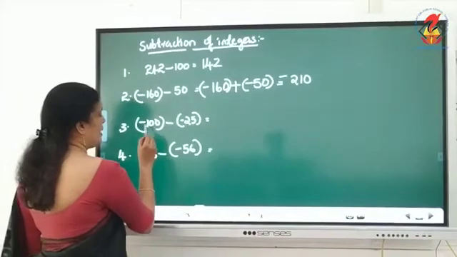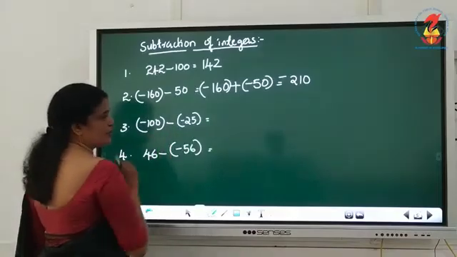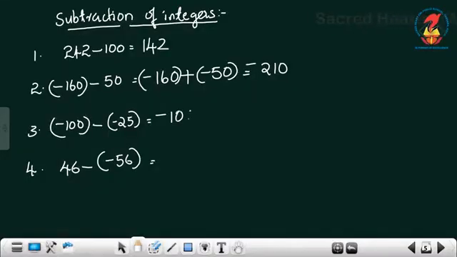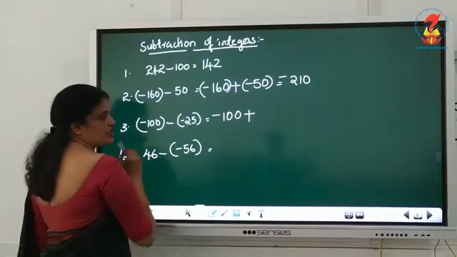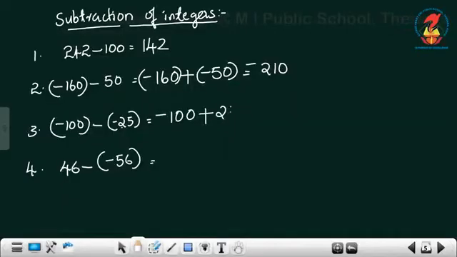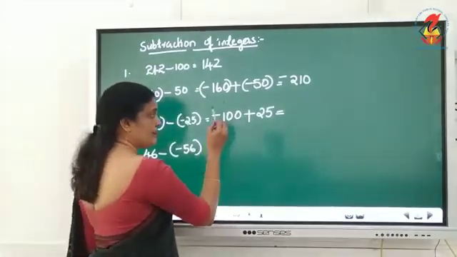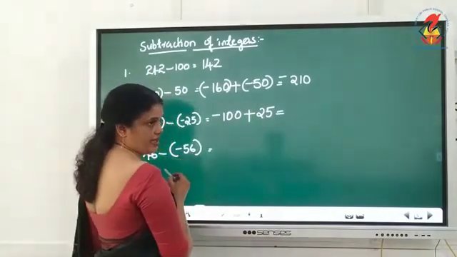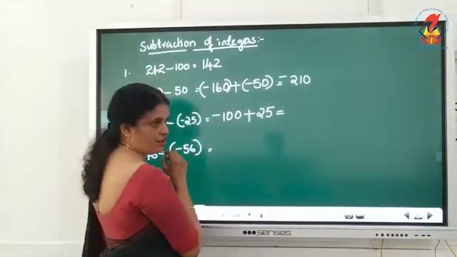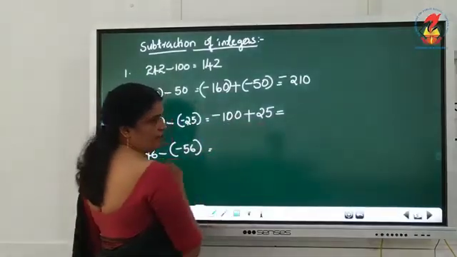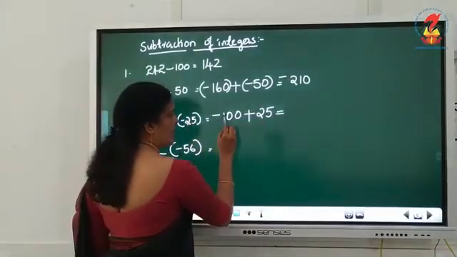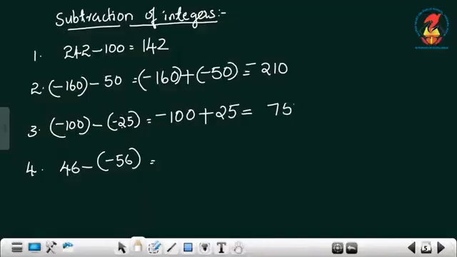Next, negative 100 minus negative 25. No change in the first number, negative 100, plus, add the additive inverse of negative 25, which is positive 25. This one is a negative integer, the second one is a positive integer. According to the addition rule, we have to subtract these two numbers. What is the subtraction of these two numbers? 100 minus 25 is 75. What is the greatest number's sign? Negative. Put the greatest number's sign.